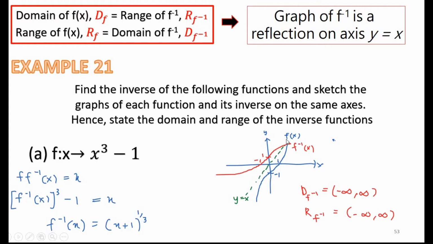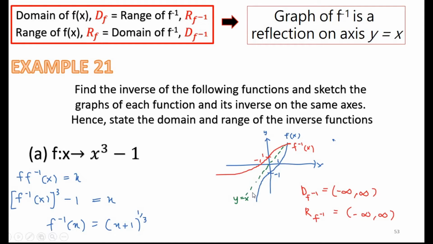So this blue color is the f of x. So how to sketch this one? You see the negative 1 as the y-intercept, and then when you substitute f(x) equal to 0, we get the x-intercept equal to 1. So you can sketch this graph. Okay, so this is the f of x.